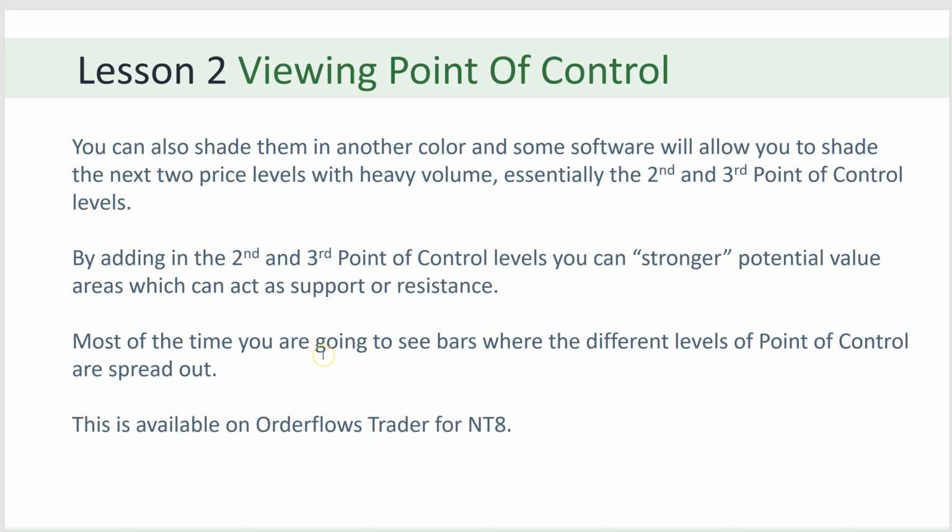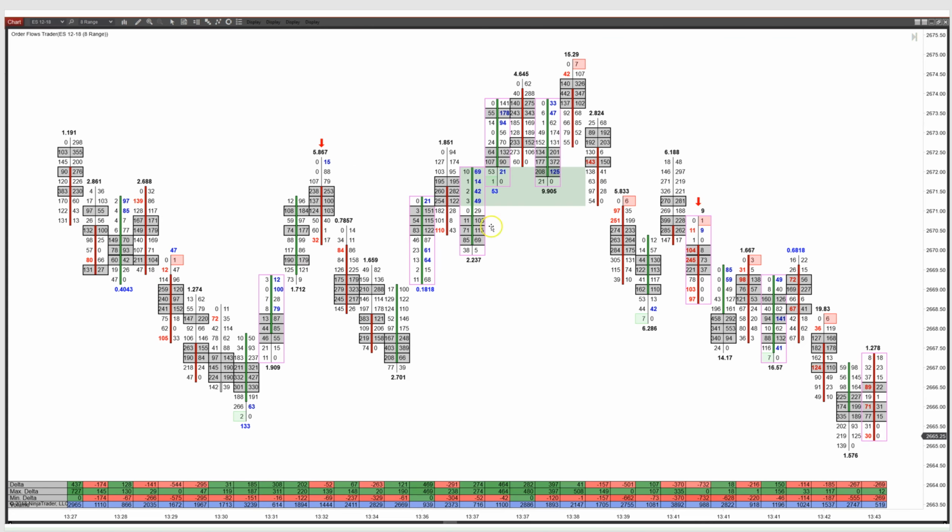Most of the time, though, you're going to see bars where the different levels of point of controls are spread out. Now, this is on my Order Flows Trader for NT8, and this is what it looks like here. You can see the bar. You've got 4 point of controls. Now, you can shade these different colors.